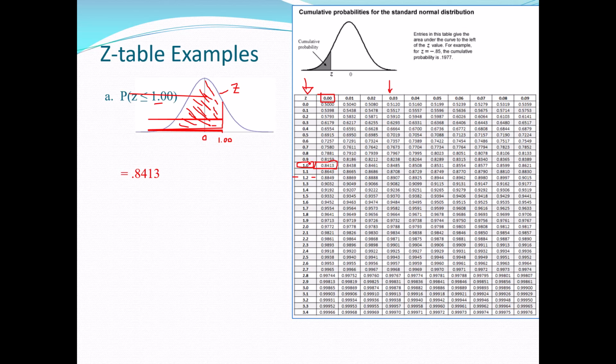If this value was 1.23, if I said find the probability z is less than or equal to 1.23, I would come over here in the table and I'd match up the 1.2, the 0.03, and that would be the z-score 1.23, and you see the probability here is 0.8907. That's how this table works.